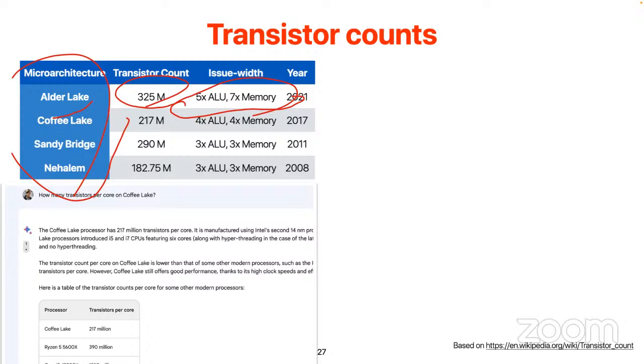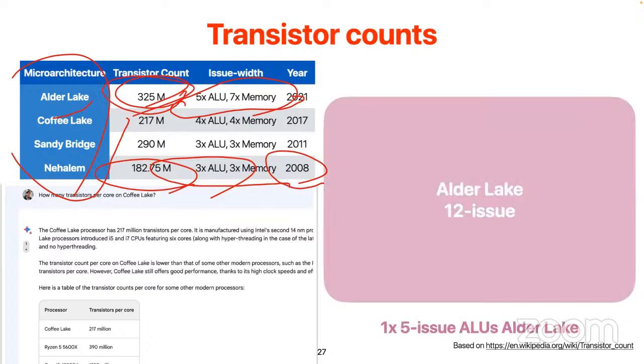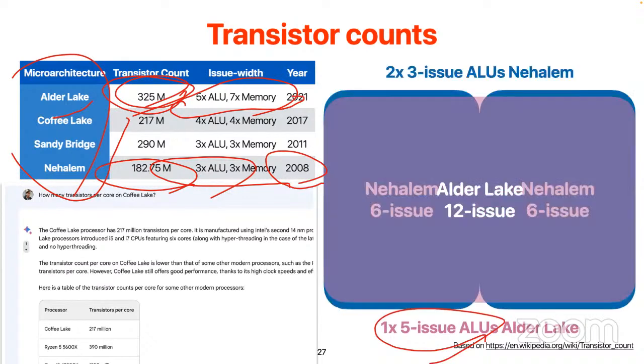And in 2008, with half the amount of transistors, you were able to have a processor with 3 times the ALUs. So right now the question is, if you are given the same transistor count to build an Alder Lake processor, which gives you 5-issue ALUs, or do you want 2 cores that run Nehalem, each a 6-issue processor, which gives you 2 times 3-issue ALUs?